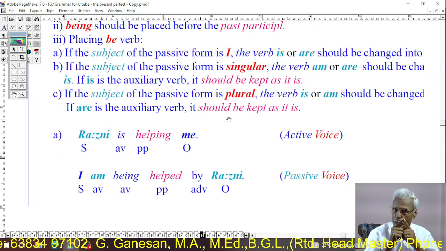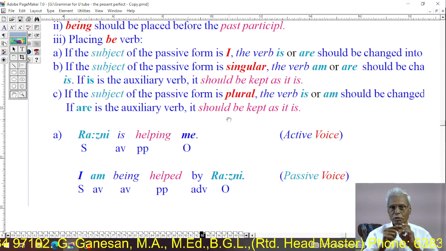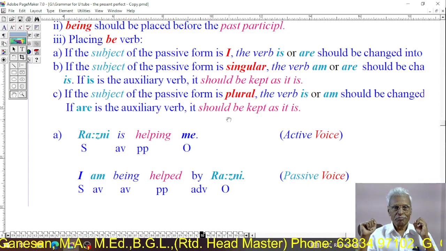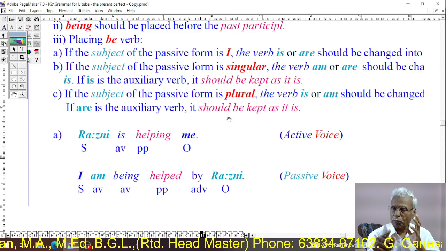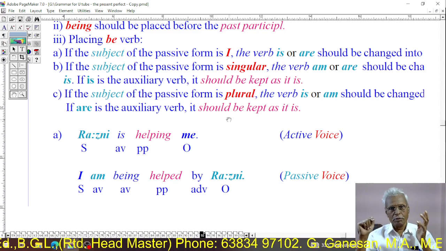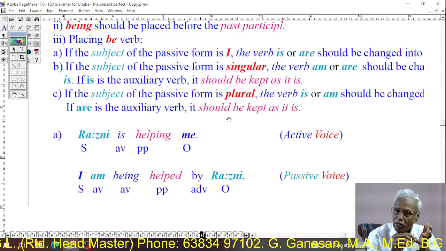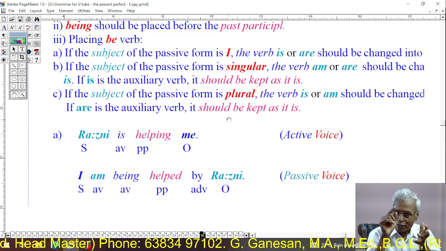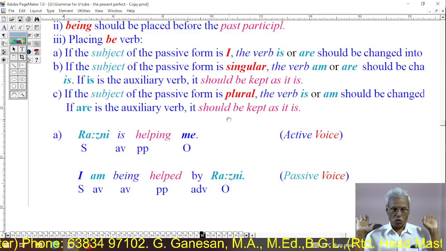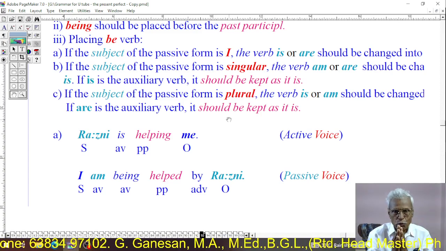if the subject is plural, are should be placed there. If there is are, keep it as it is. If there is am or is, that am or is should be changed into are. That's all. So, what are the rules?